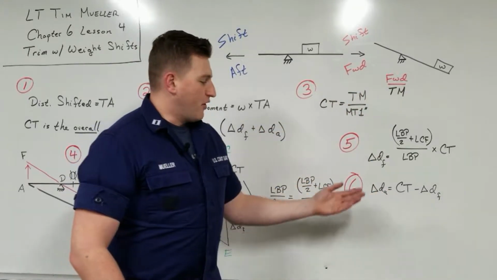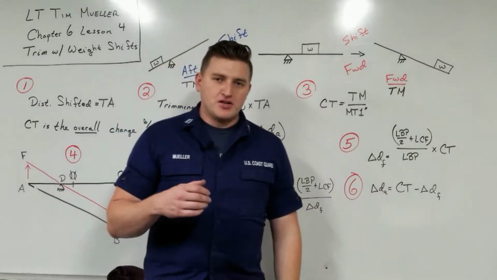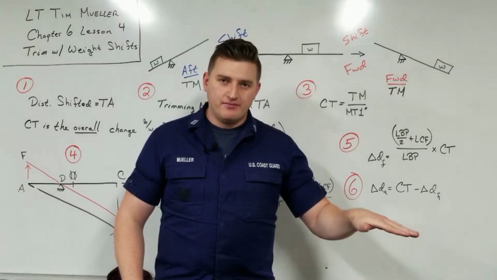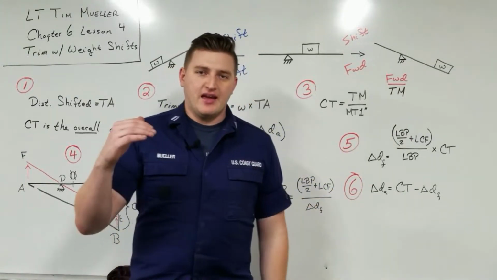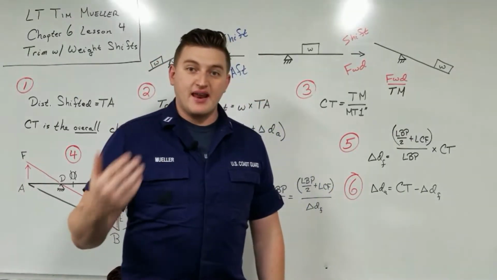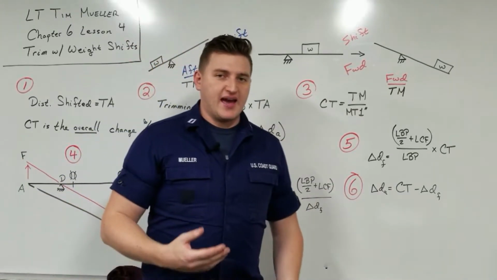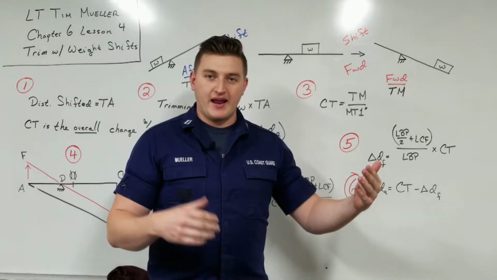Now you have all your information to find out how much your draft changes forward and aft. If the aft goes down, that's going to be a positive. If it comes up, then it's a negative. Then you can take your original drafts. So say we originally had 10 feet of draft forward and aft.